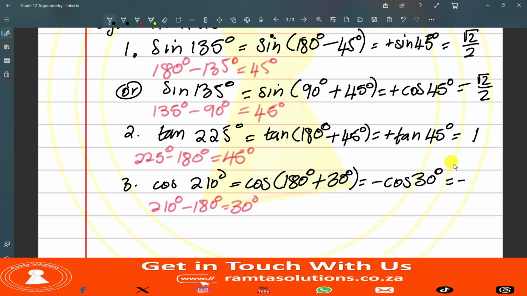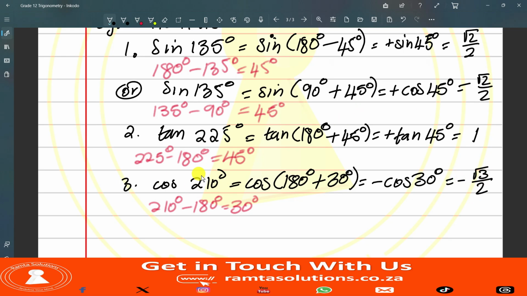We showed you how to get special angles. Using that figure for special angles, you will find that cos 30 is root 3 over 2. If you press sine 135 degrees on your calculator, you will get root 2 over 2. If you press tan 225 degrees on your calculator, you will get 1. And if you press cos 210 degrees on your calculator, you will get negative root 3 over 2.